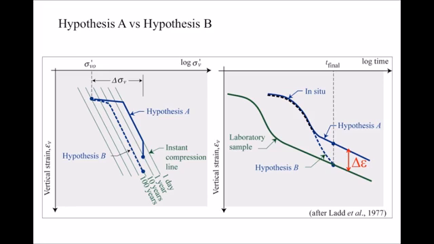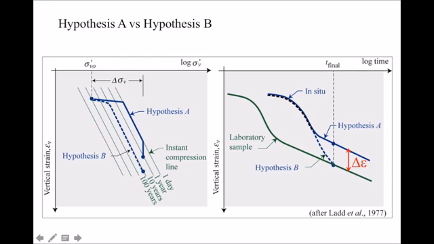In 1977, and there are two extreme hypotheses. Hypothesis A considers that there is no viscosity during primary consolidation, and that whatever the thickness of the soil layer and whatever the strain rates, the stress-strain curve followed is the same during primary consolidation.